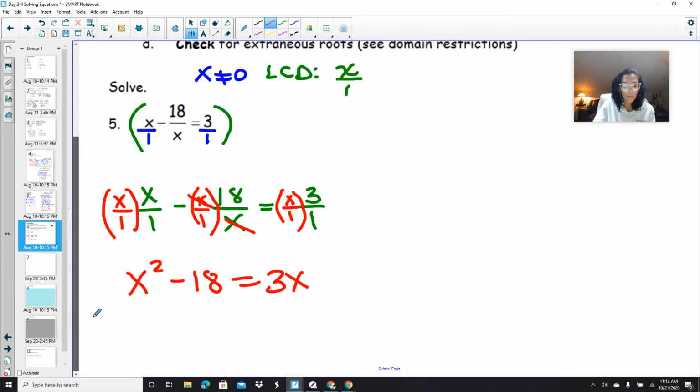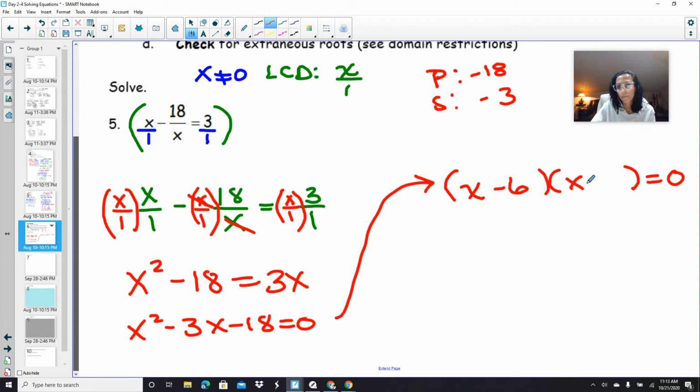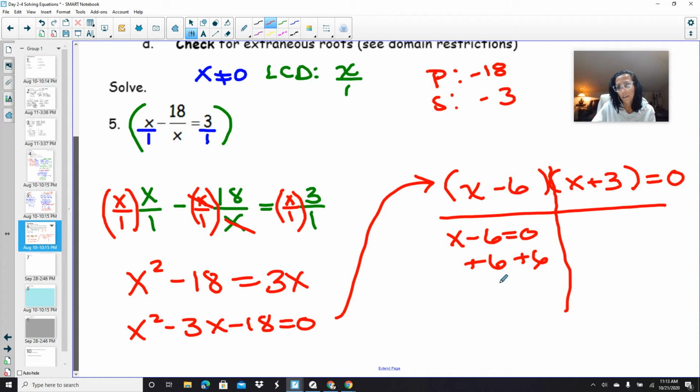So now, same process as we've been practicing. We have a quadratic. We're going to set it equal to 0, factor, and solve. So I'll come over here for factoring. Hopefully we're getting a little bit more comfortable with our factoring. And so we have a product of negative 18 and a sum of negative 3. So what are those magic numbers? Okay, so we have that x minus 6 times x plus 3 would give us x squared minus 3x minus 18. We set each of these equal to 0, and we solve.